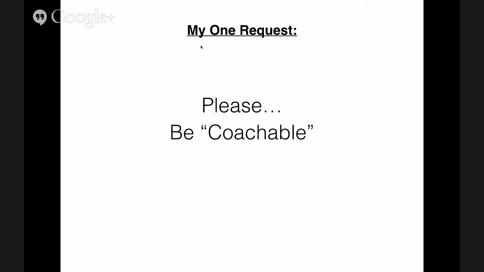And the idea of also being coachable is that you're on the playing field, and you have those blind spots. Maybe through this you'll see where some of those blind spots are, and we'll move forward with that. So that's basically my one request.